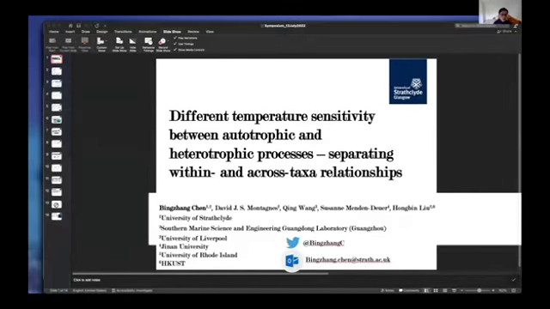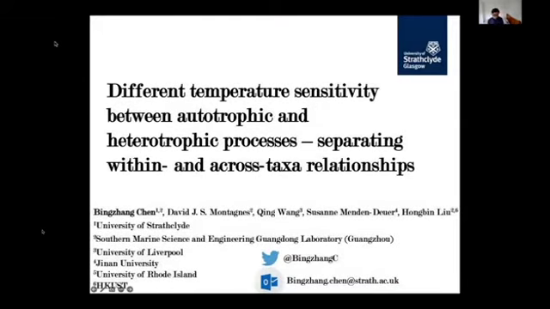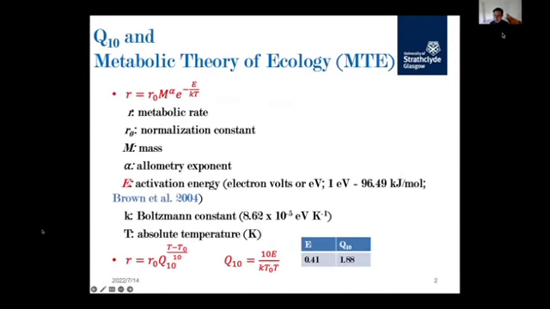So my talk is again about the temperature sensitivity, which is my favorite topic. This is work in collaboration with a number of researchers, including Professor Liu at Hong Kong UST. Basically my topic is about quantifying the temperature sensitivity, known as the Q10.